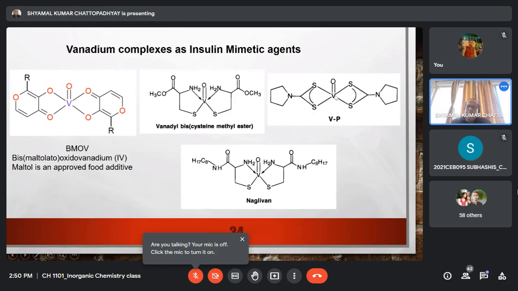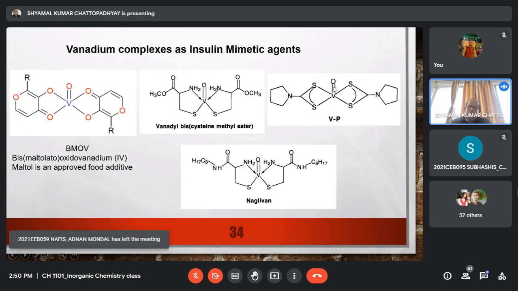Vanadium again has an oxido ligand, two sulfur ligands, and this part is called pyrrolidine, right? From the pyrrole, you reduce pyrrole to pyrrolidine. So the bis complex of pyrrolidine dithiocarbamate ligand is used as an insulin mimetic agent.